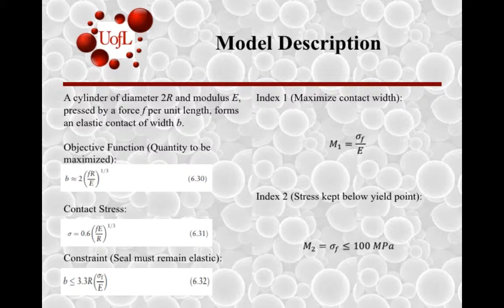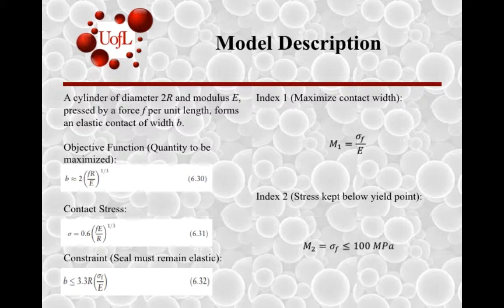And then you also have to keep in mind that you have this contact stress that you want to minimize. And so given that, you're left with this constraint equation of your width has to be less than or equal to 3 times the radius over the failure strength divided by the modulus. And so that gives you your first material index, M1, of that failure strength over the modulus. And so that's what you're looking to maximize.